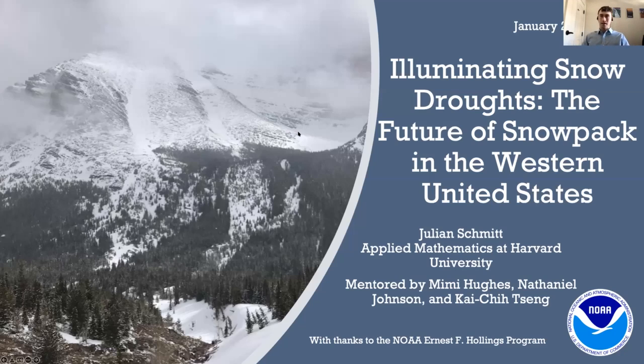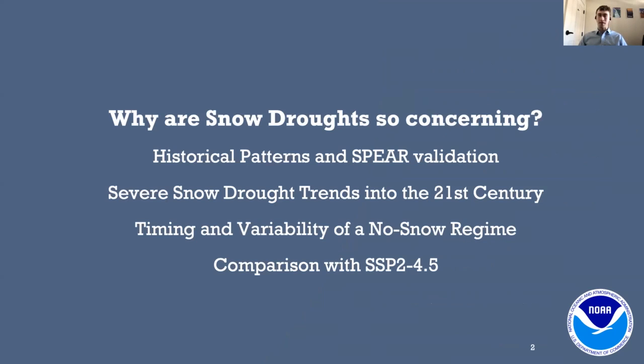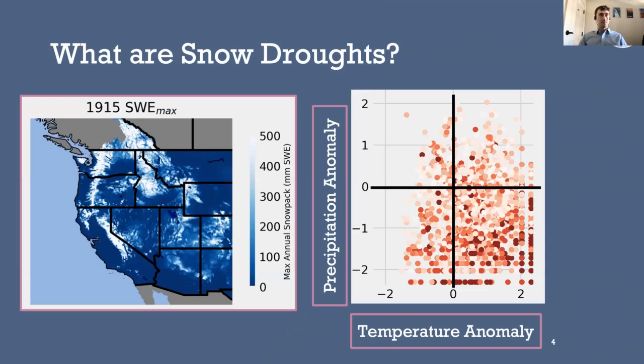All right. My topic today is called Illuminating Snow Droughts, the Future of Snowpack in the Western United States. So we just heard from Ben, who was talking about some of the history. And so I think this is actually a really well-placed pairing of talks. So I'm going to be talking more about the future. So to jump right in, some motivation. Ben actually kind of covered this already, so I don't really need to talk too much on this slide.